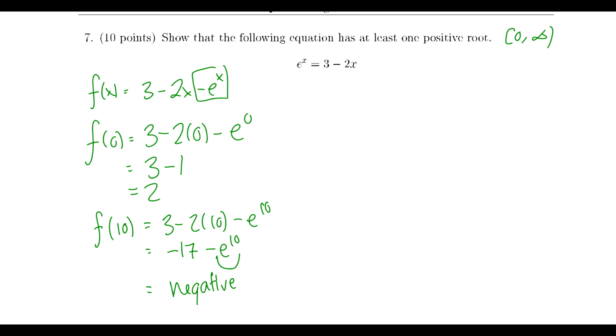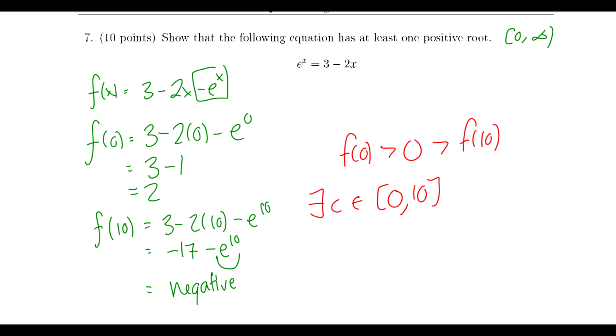So here we find that f of 0 is going to be greater than 0, and f of 10 is going to be less than 0, so we know there exists a number in 0 through 10 where f of c is equal to 0. Therefore, it has a positive root.